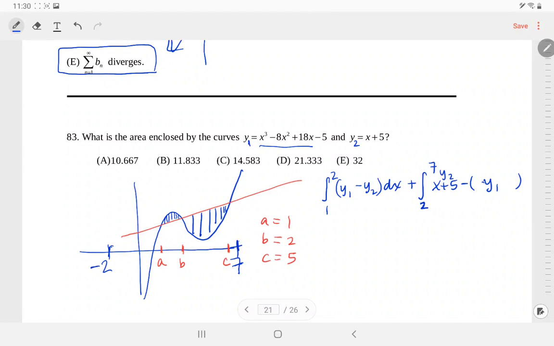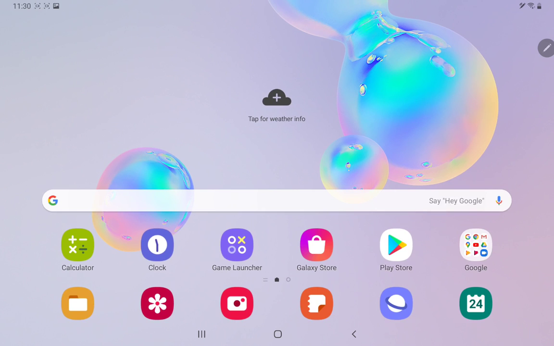I wonder what gesture they thought I was doing, because it says you can't do gestures. I wasn't trying to do a gesture. Okay, y2 minus y1. Okay, so let me get out of here. Go back to the calculator.